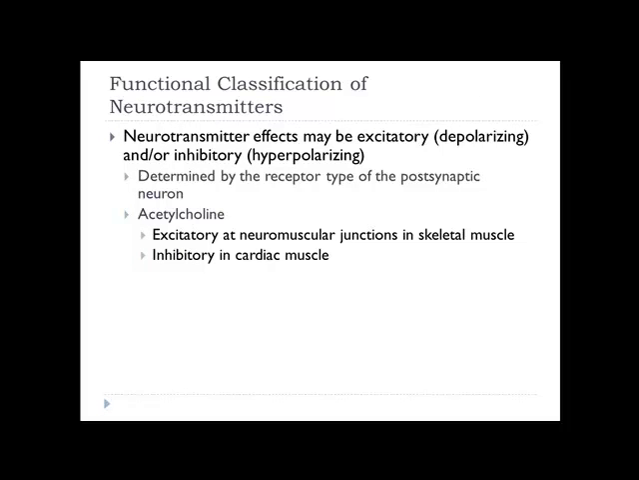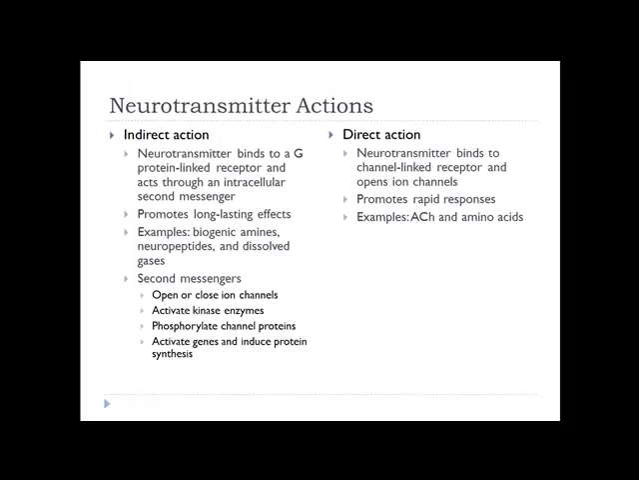So different neurotransmitters have different actions. Some of them can be excitatory, some of them can be inhibitory. If they're excitatory, they cause depolarization. If they're inhibitory, they cause hyperpolarization. And it doesn't matter what the neurotransmitter is, it matters where the neurotransmitter is. For example, acetylcholine causes excitation in neuromuscular junctions and skeletal muscles. If you put that in the cardiac muscle or in the heart, it's going to cause inhibition, so it's going to make it not want to contract.